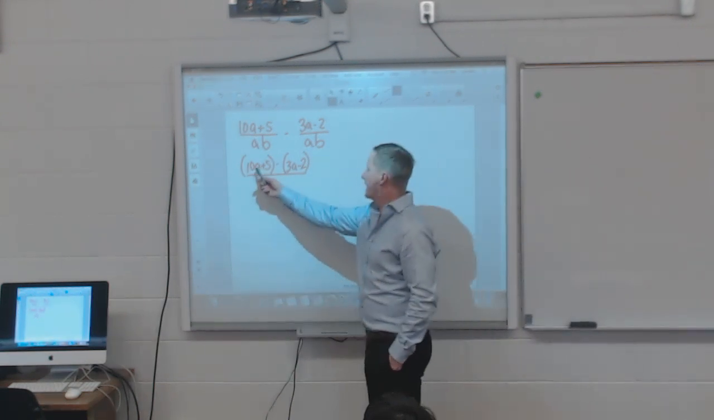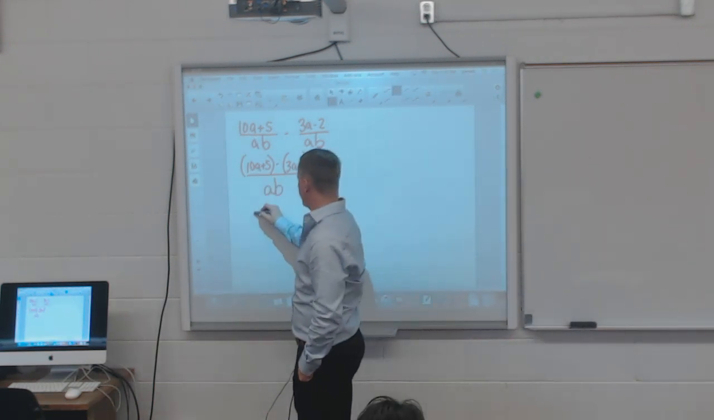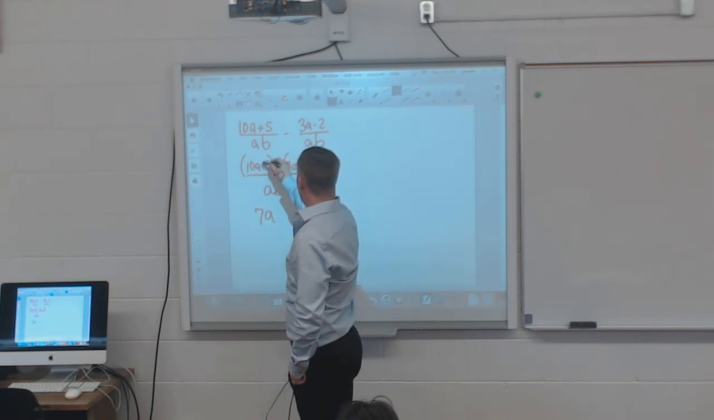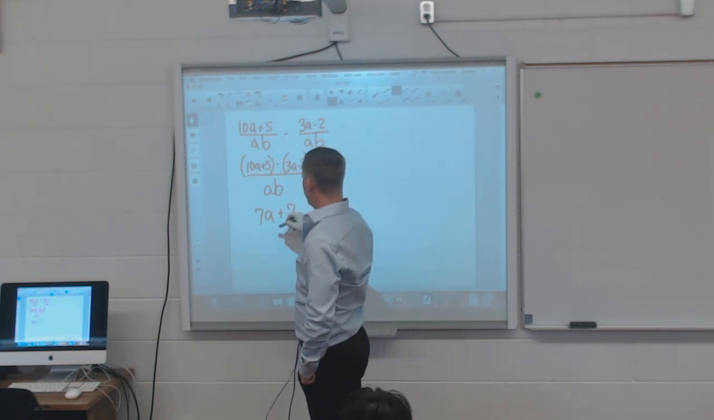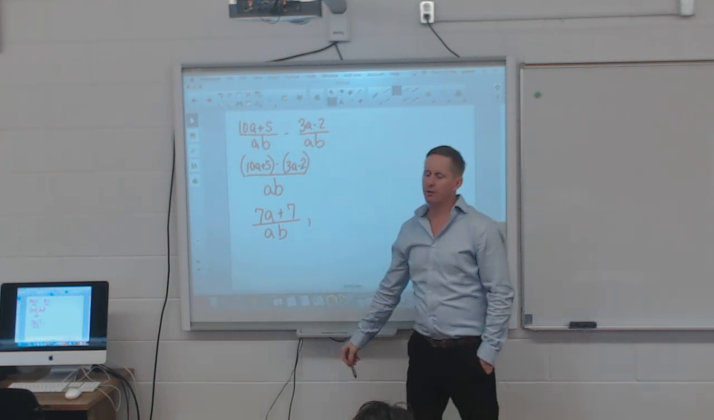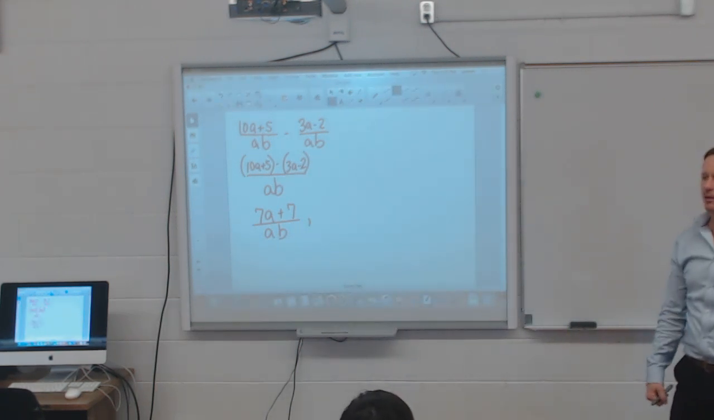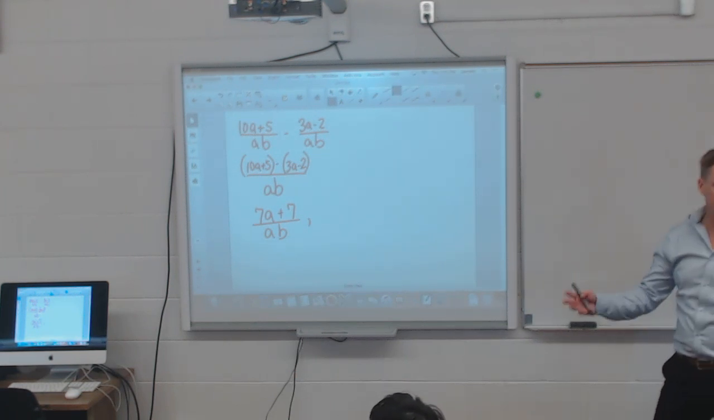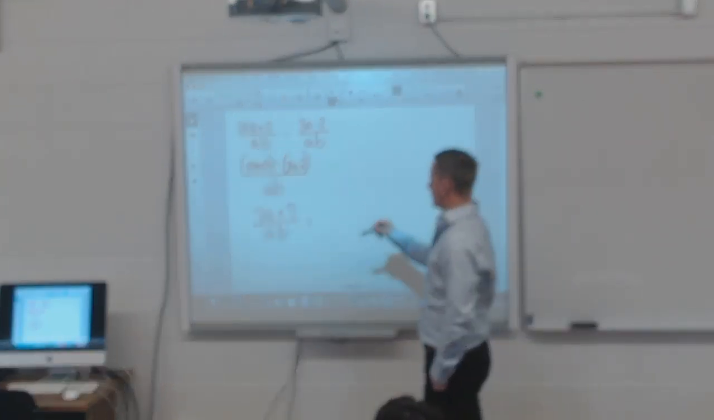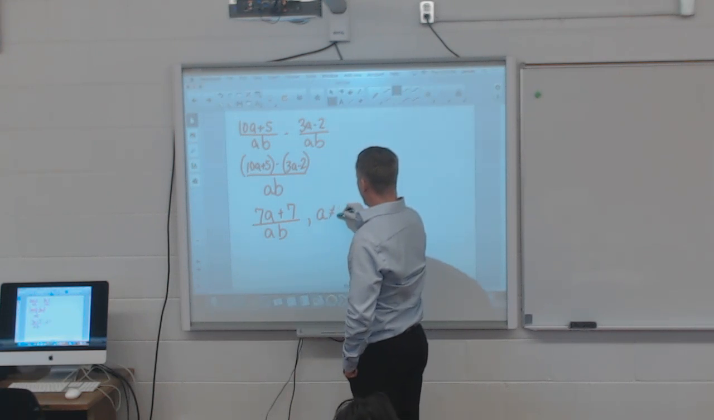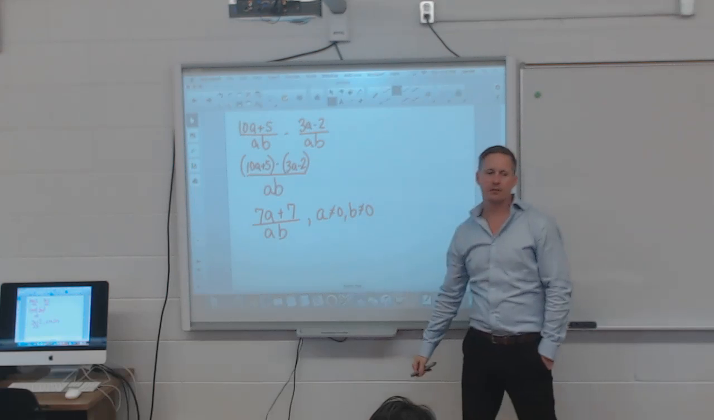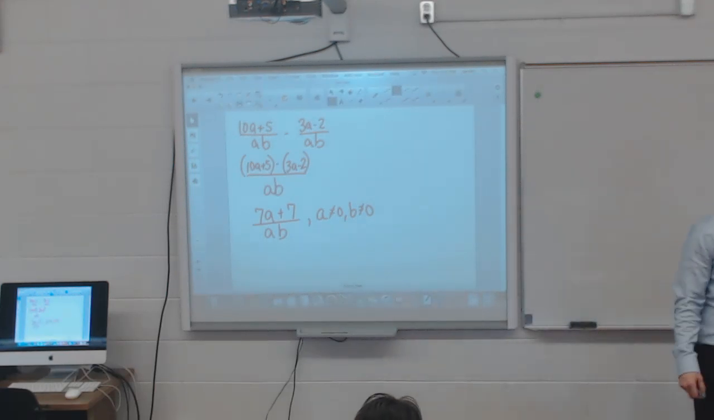So I have 10a subtract 3a, which is 7a. I have 5 add 2, which is 7. So over ab, I could factor out a 7 and leave it as a plus 1 if there was something to cancel on the bottom, but I don't need to. I can leave it as this, and what are my non-permissibles? a can't equal 0, b can't equal 0 either. Neither one of those values can equal 0, or you'll get an undefined value.